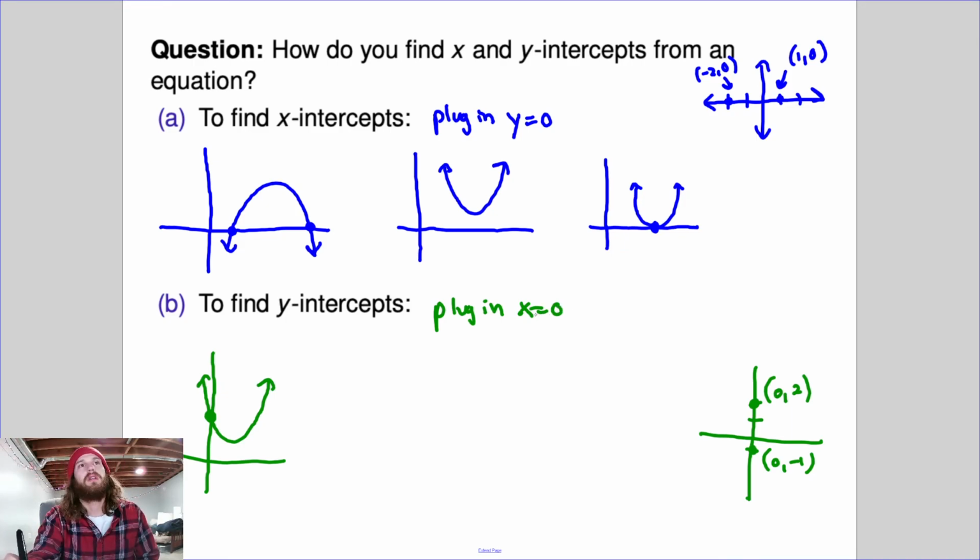Cool. Nice little reminder. How many possible y-intercepts can you have for a quadratic function? Well, a quadratic's domain is from -infinity to infinity, so it has to cross somewhere. A quadratic is going to have one y-intercept.